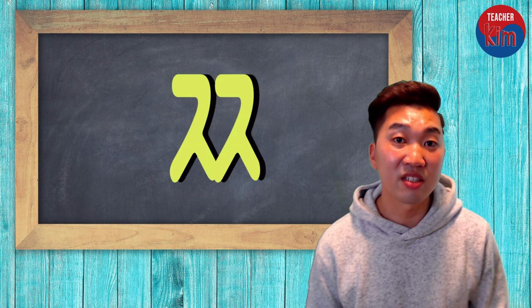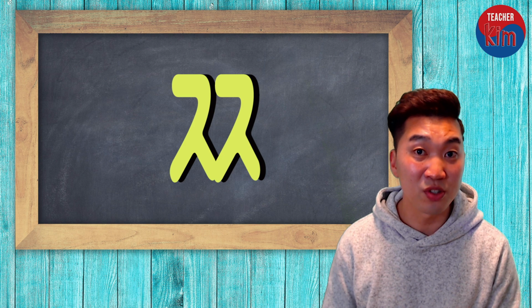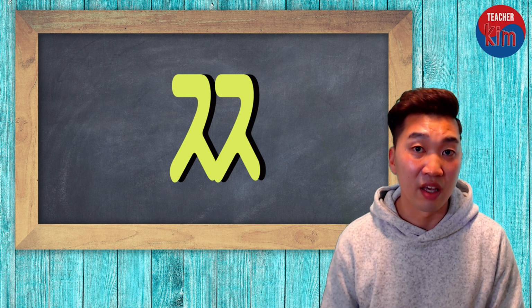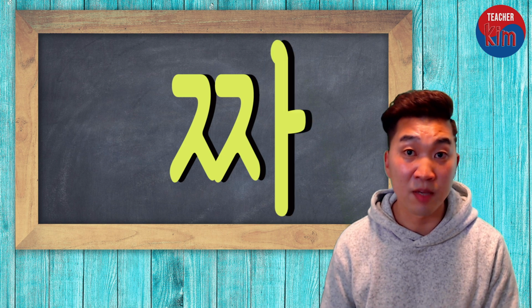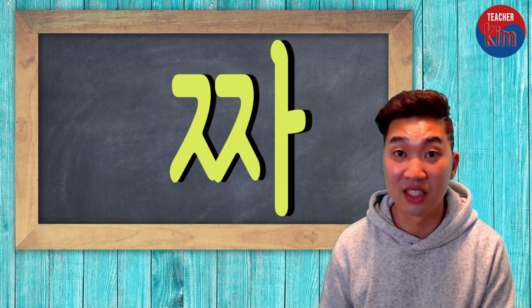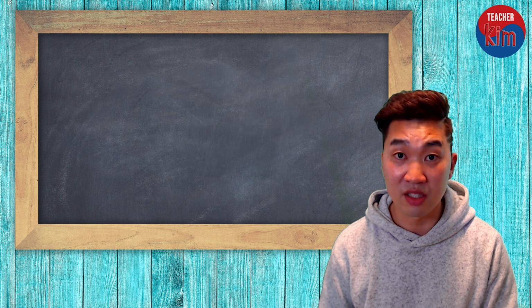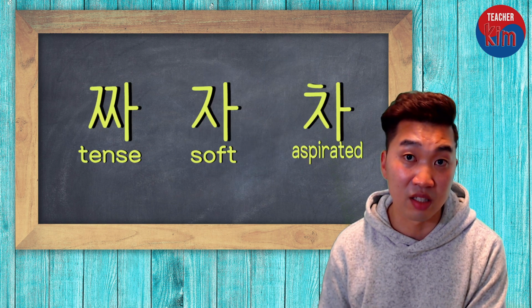So the last consonant is this. It has two soft consonant J sounds, and it sounds more tense, like Z, Z. And if I put the vowel a, that sounds like za, za. Compare to listen: tense, soft, and aspirated consonants.